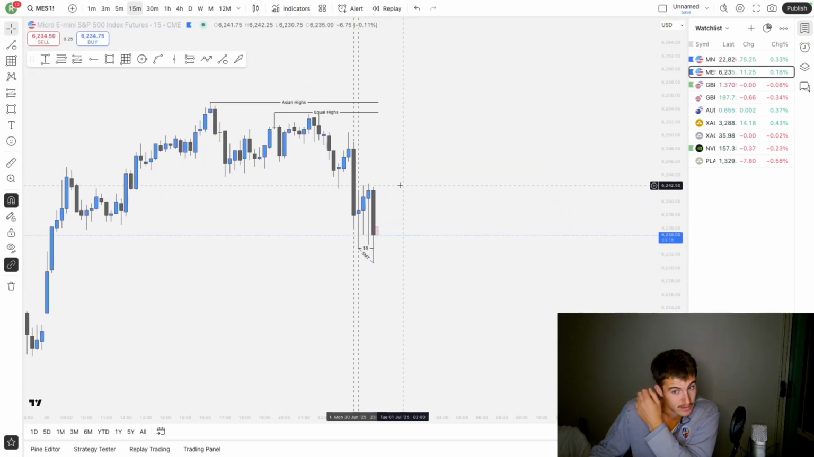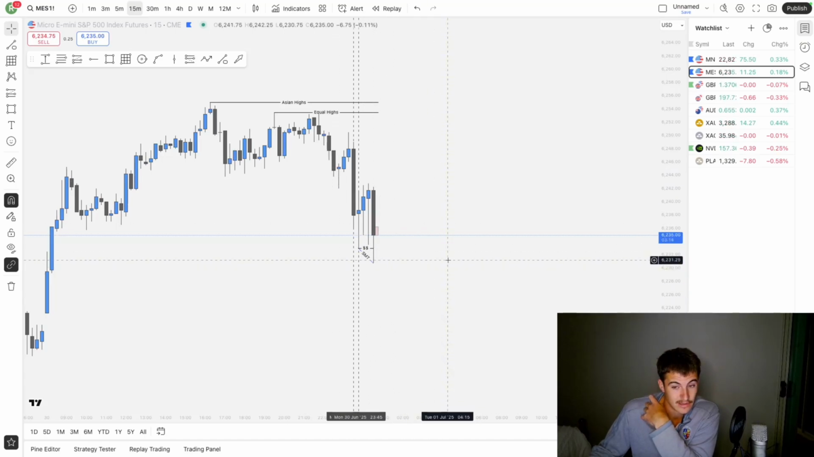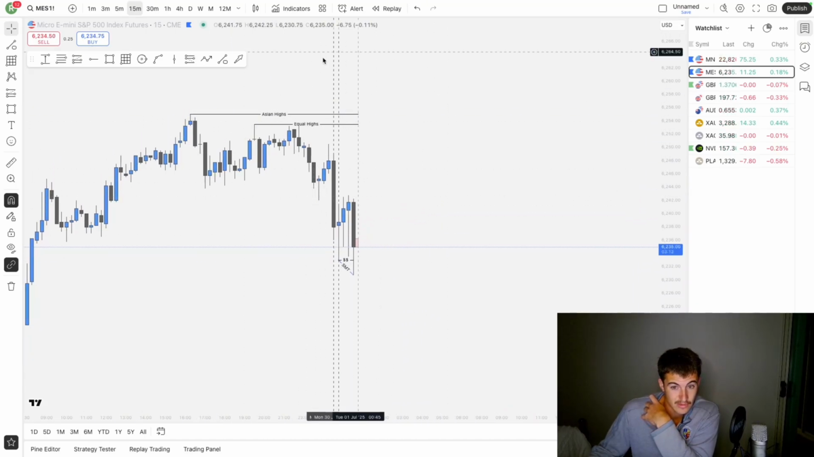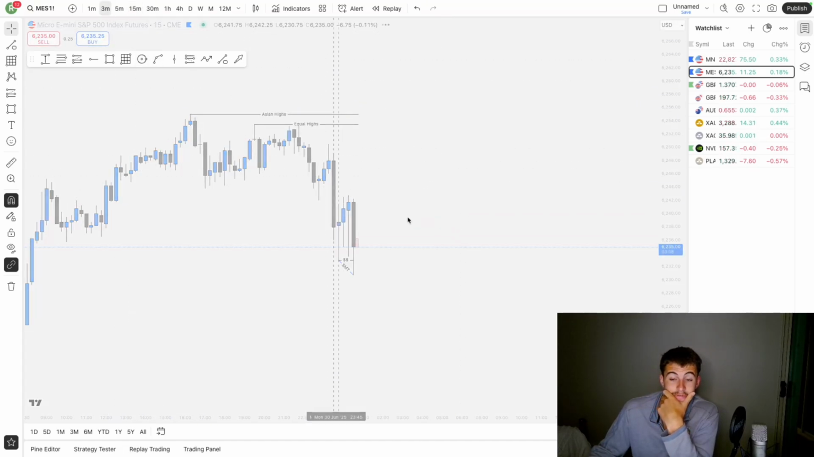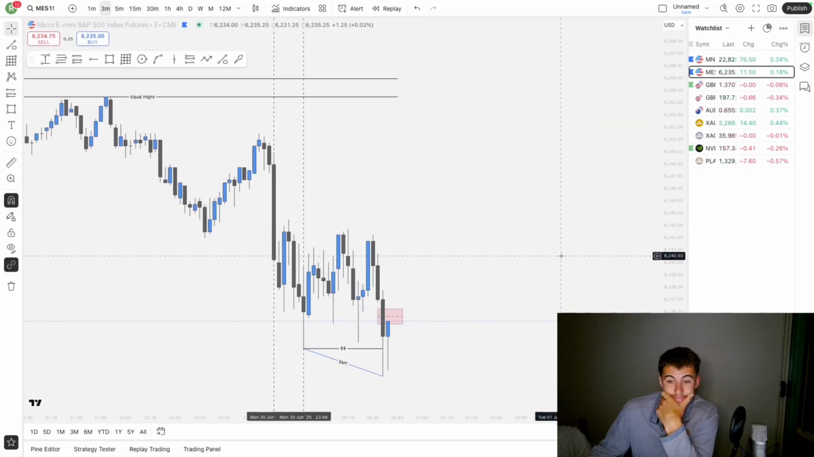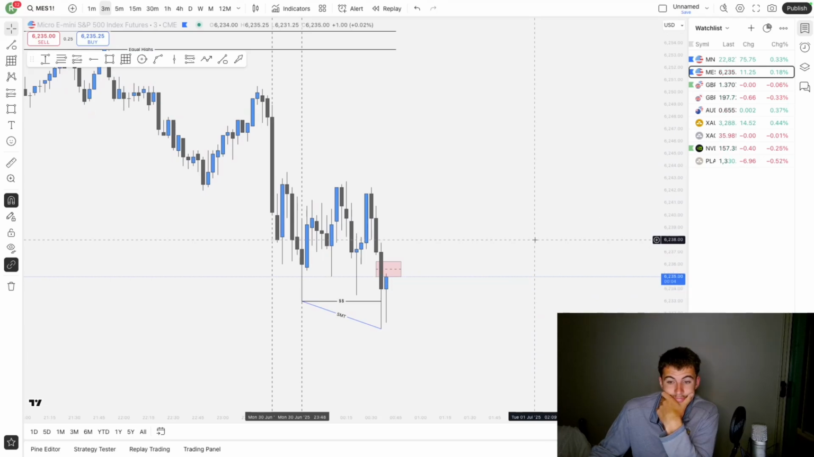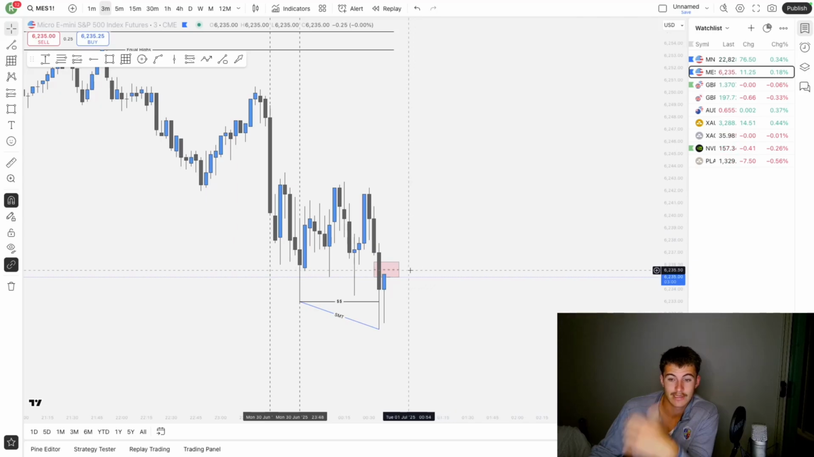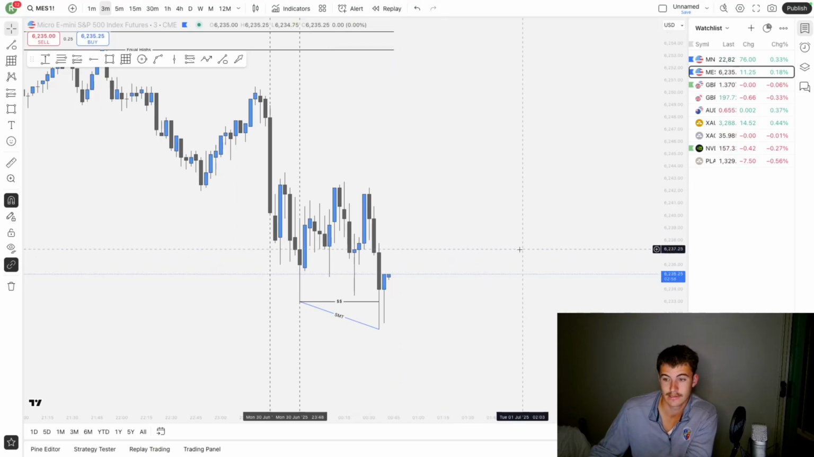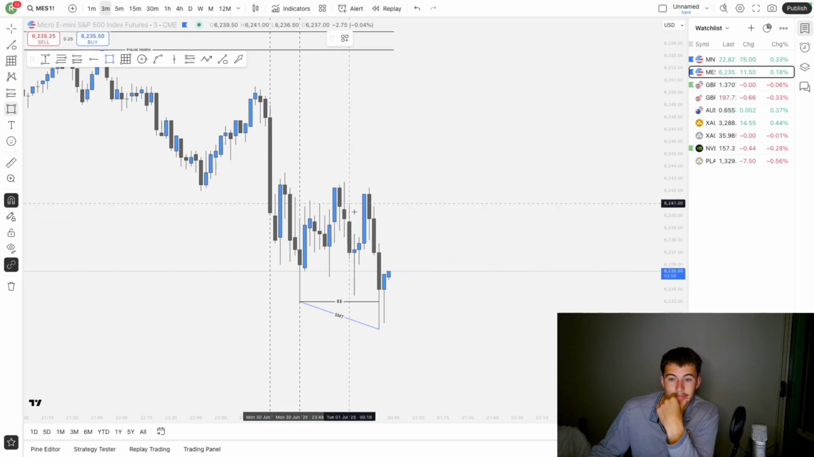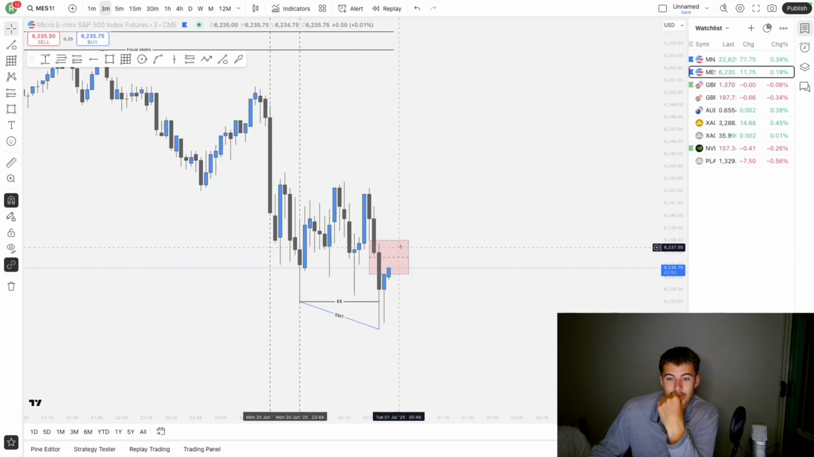We've held this fair value gap. We've come down. We've taken out this low. The draws on liquidity still remain to the upside. We have these two equal highs, two sets of equal highs. The highest time frame imbalance here is this, well now it's pretty much this block here.